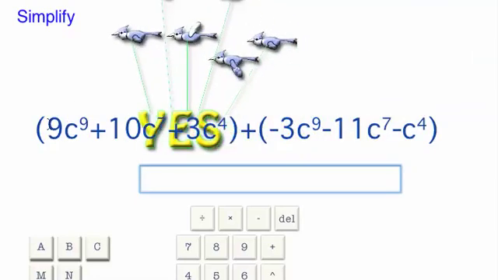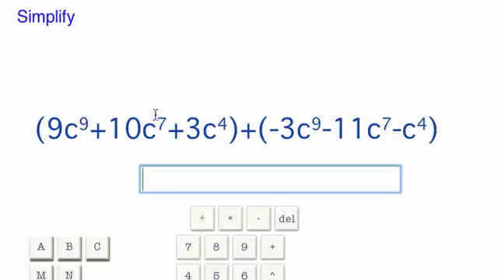Okay, let's try this one. I'm going to remove the brackets again. There's nothing but positive things in front of the bracket, so nothing changes inside. So we have 9c to the 9 added to negative 3c to the 9, which is going to be 6c to the power of 9, and then plus 10c to the 7 added to negative 11c to the 7, which is negative 1c to the 7. I'm not going to write the 1, so negative c to the power of 7. And then I have 3c to the 4 added to negative c to the 4, which is plus 2c to the 4. So plus 2c to the power of 4.